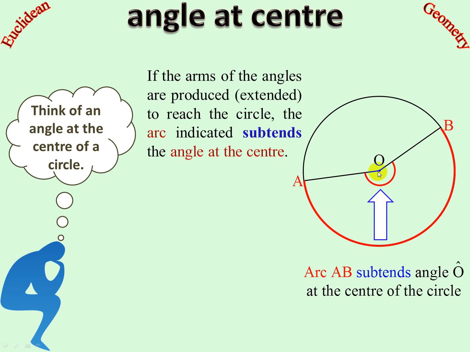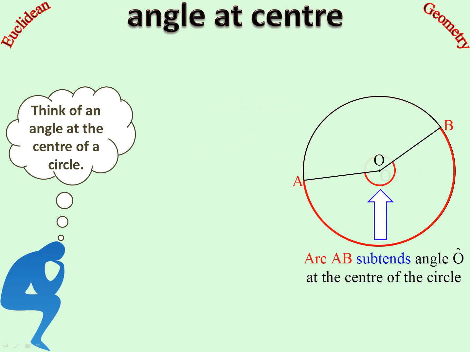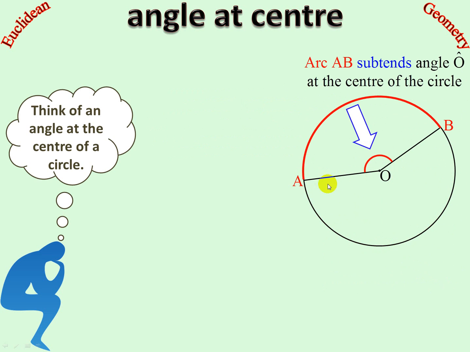So we can make the angle bigger and the arc gets bigger, but this arc still subtends that angle at the center. We can switch to the other side. So now we have, because it's this angle here, we must follow the arc with the same curve. There it is there. This arc subtends that angle.